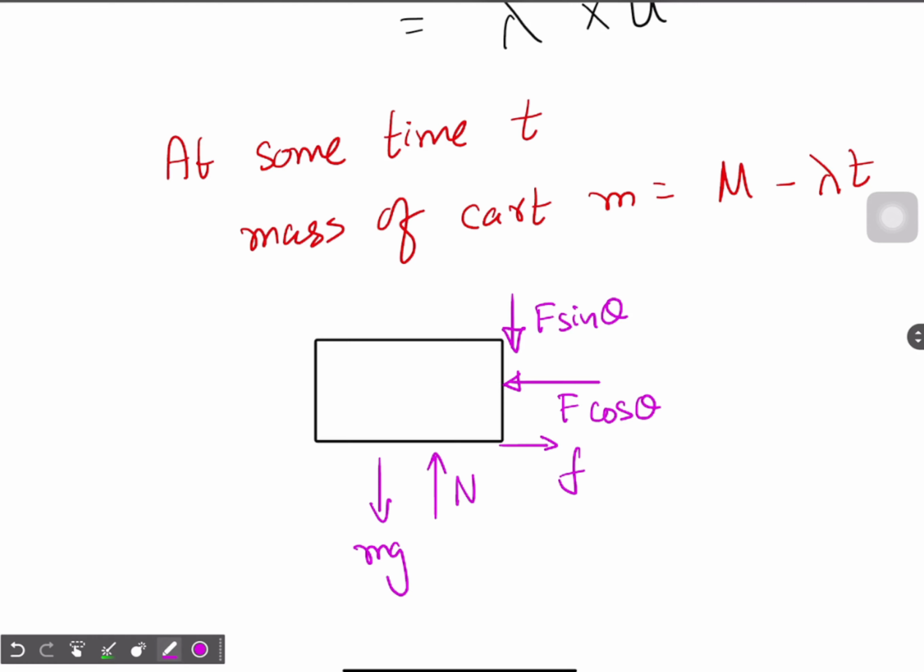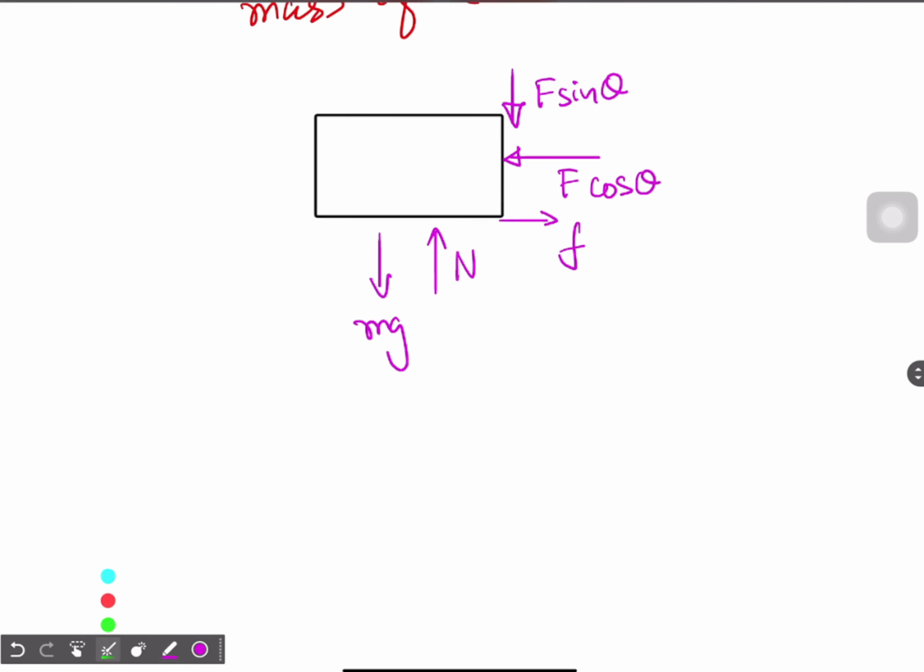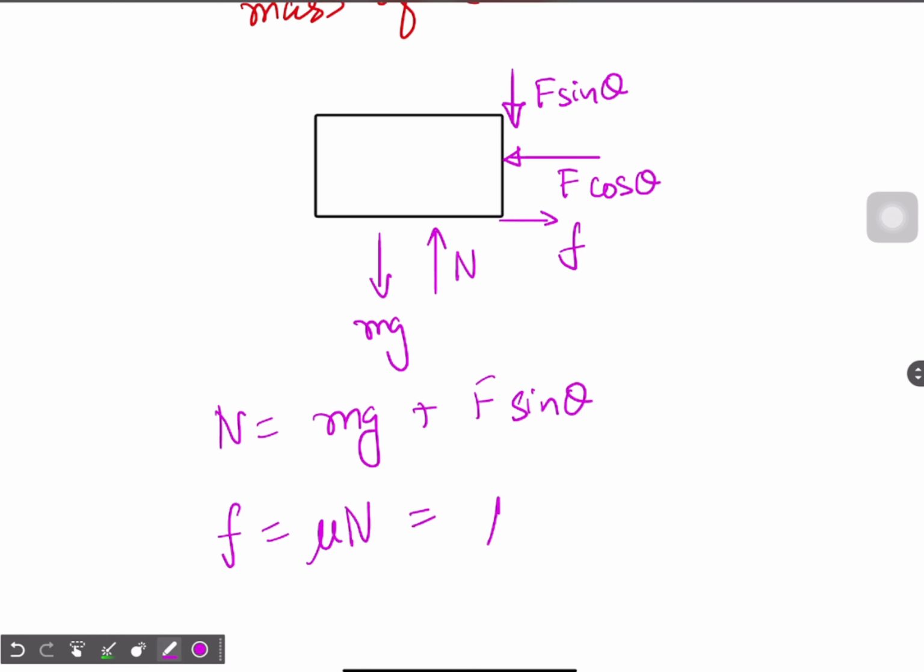First of all, let's write the normal force. Normal force will be how much? Mg plus F sin theta. Normal force equals Mg plus F sin theta. Then friction will be how much? Mu times normal force, so that is mu Mg plus mu F sin theta.